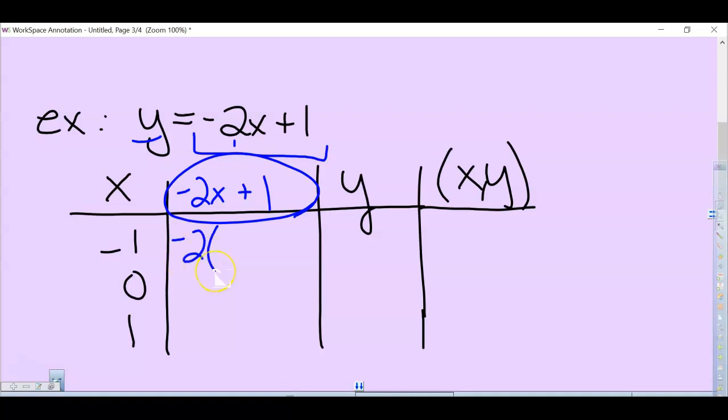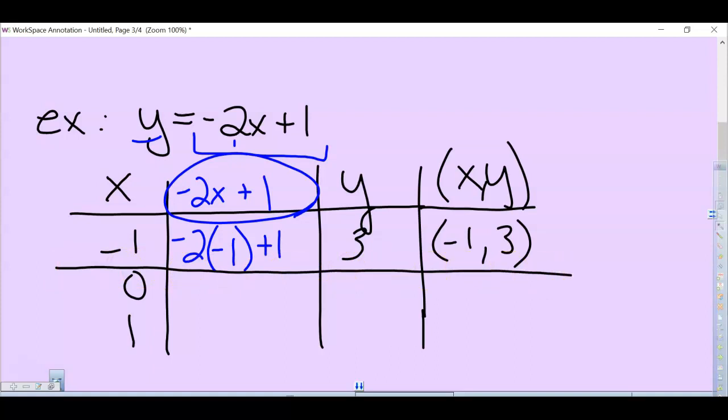Everywhere we see an x in this first instance, we're going to pretend it's equal to -1. So negative 2 times negative 1, well, that's 2 plus 1 is 3. We just found the first solution, negative 1, 3. That's a point on this line.